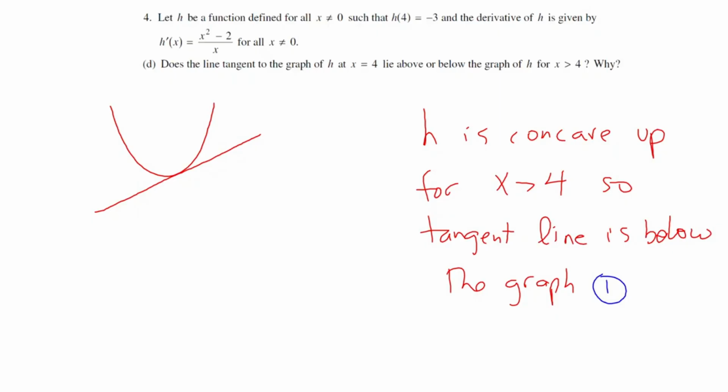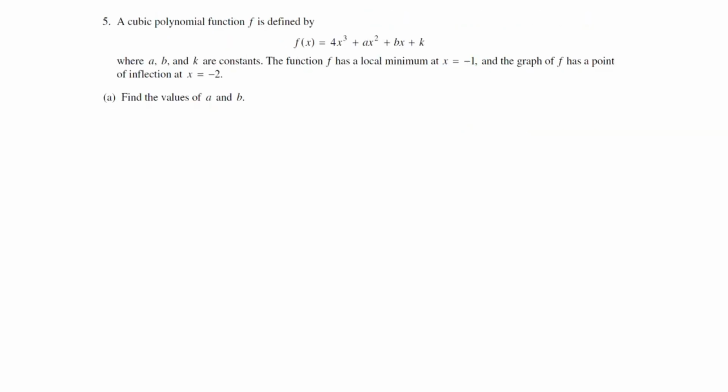And that's the end of this function FRQ. It was question number 4 from the 2001 AP Calculus AB exam. Oh, right. This is question number 5 from the 2001 AP Calculus AB exam. It's a function FRQ where we're given a cubic function, a polynomial, 4x cubed plus ax squared plus bx plus k with constants a, b, and k. And we know it has a minimum at x equals -1 and a point of inflection at -2. And it asks us to find the values of a and b.